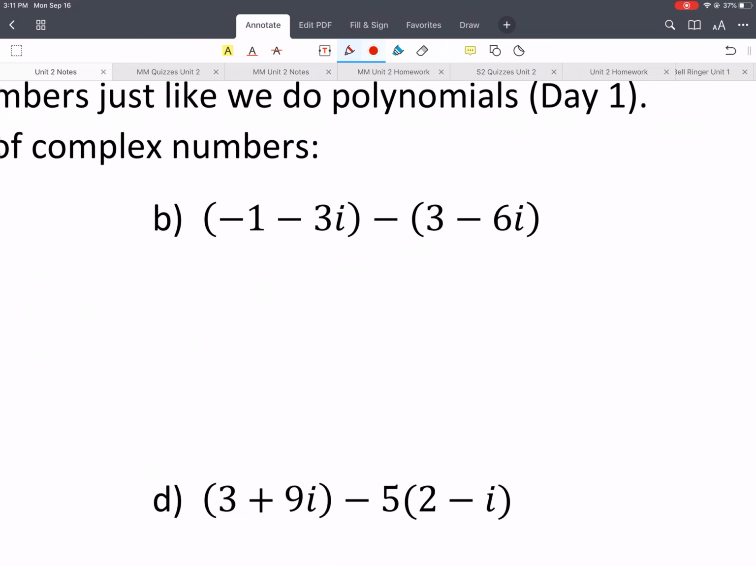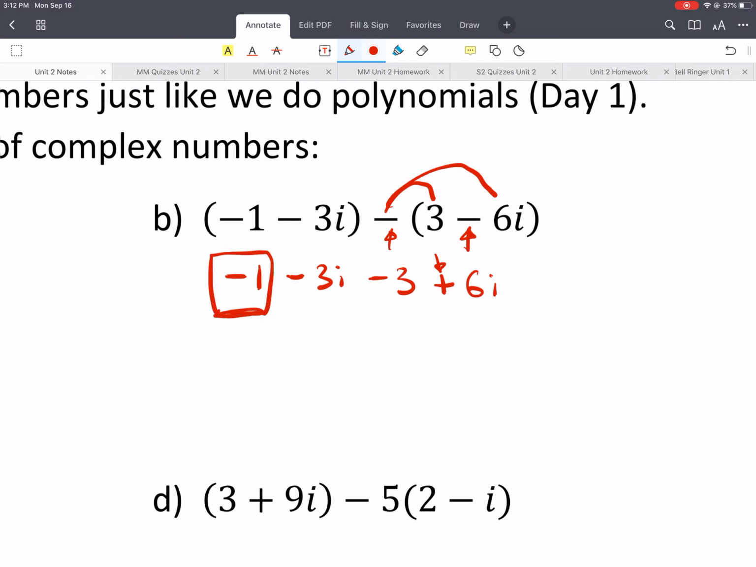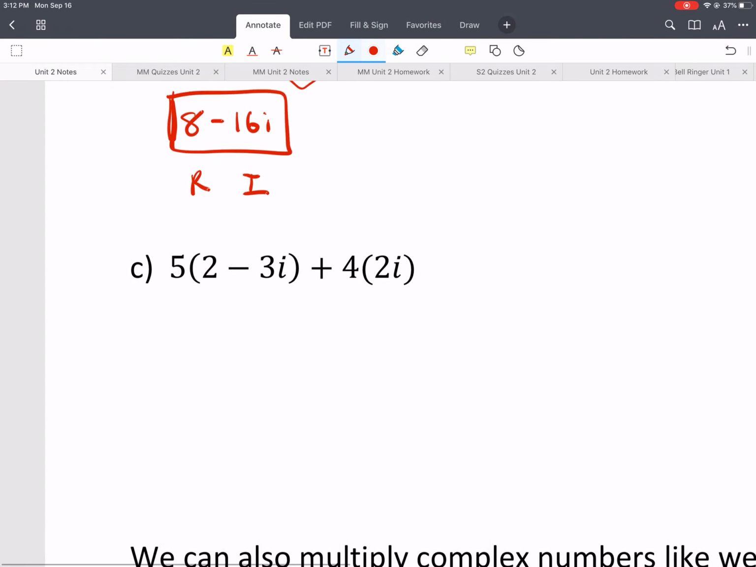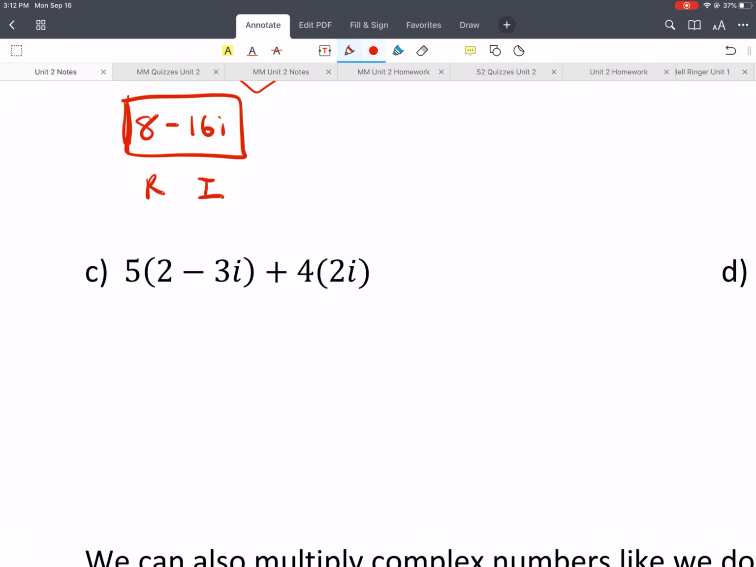Same thing, where you may make a mistake is you need to make sure you distribute that negative. So negative 1 minus 3i minus 3 plus 6i. So a negative times a negative gives us our positive. Okay, then we'll combine like terms. We'll do our reals, -4, and then we'll do our imaginaries. That gives us a positive 3i. Okay, pause and see if you can do these ones by yourself.